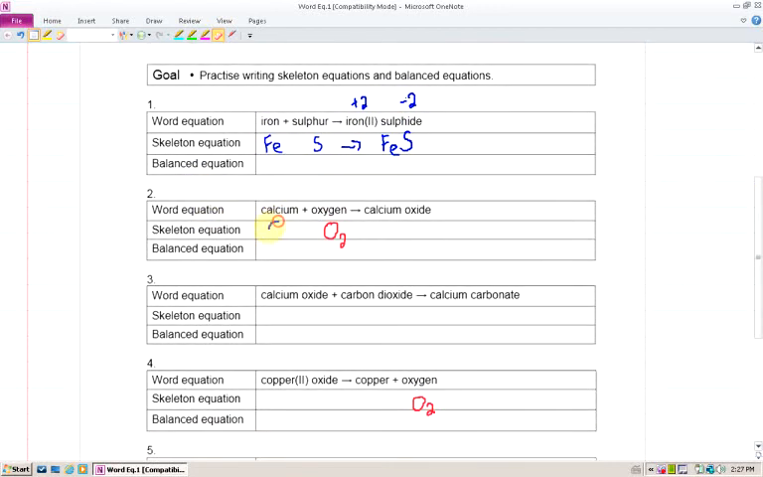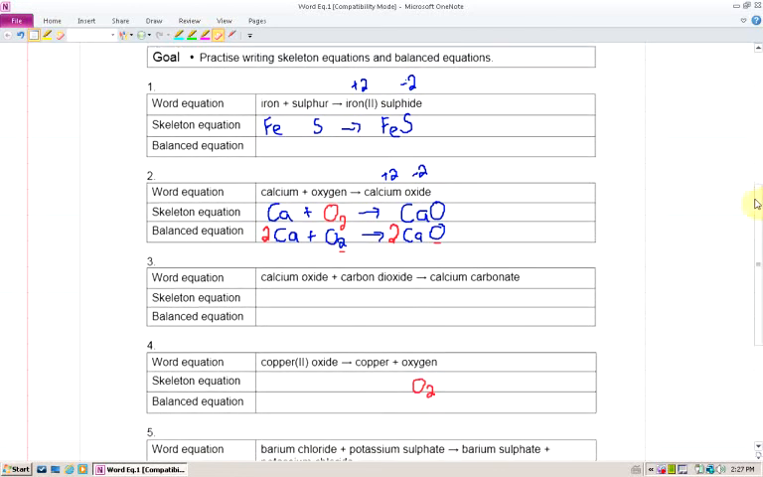So question 2, I have calcium plus oxygen, I already wrote it in, makes calcium oxide, CaO. Now this is a +2 and that's a -2, so this formula is correct. So my skeleton equation I'm writing below, again in blue, and I'm going to switch to red to balance this. In order to balance this equation, I can see that I have 2 oxygen here and only 1 here, so I need a 2 there and a 2 to balance the calcium.